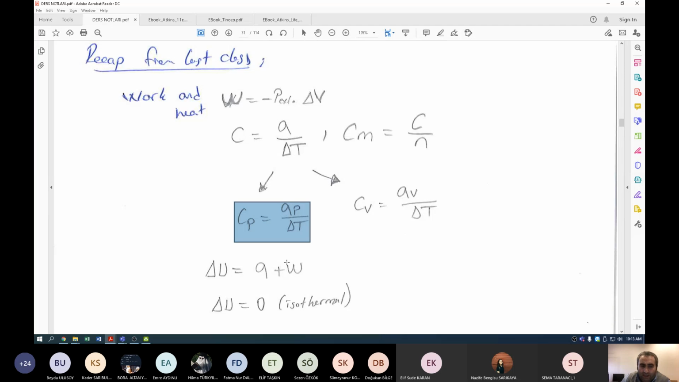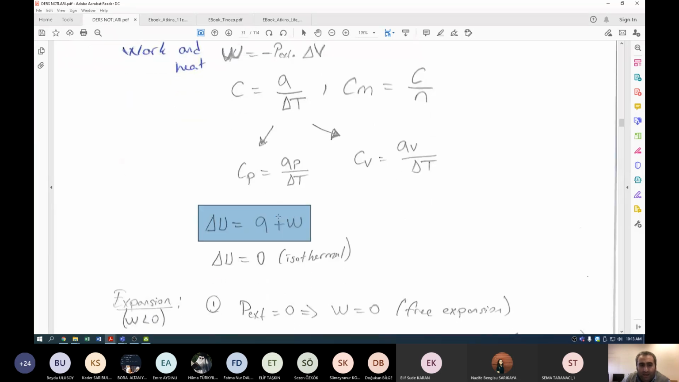So delta U is this, and when it's isothermal, delta T is going to be 0, and delta U will become 0.